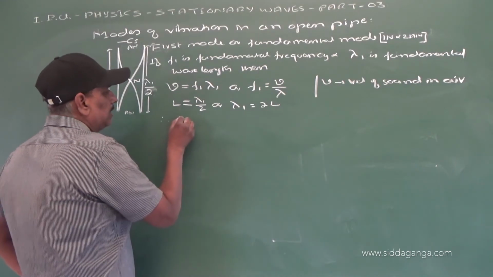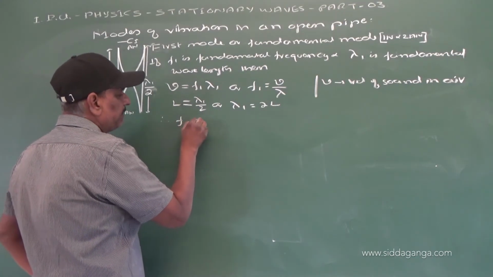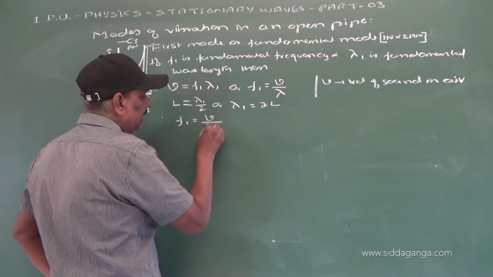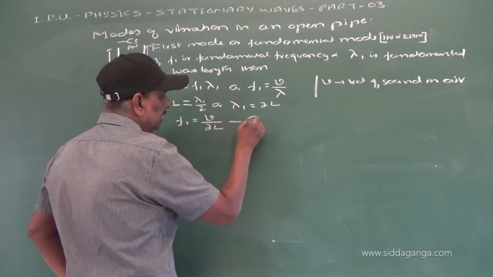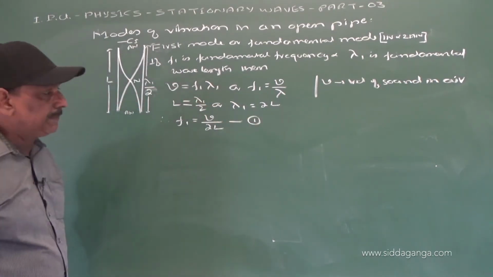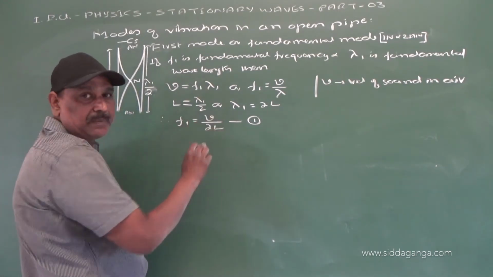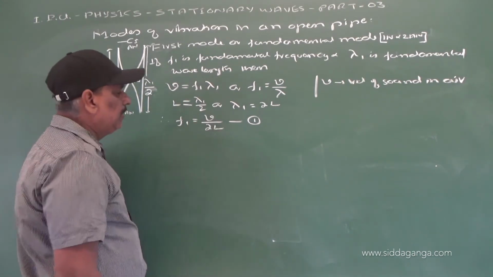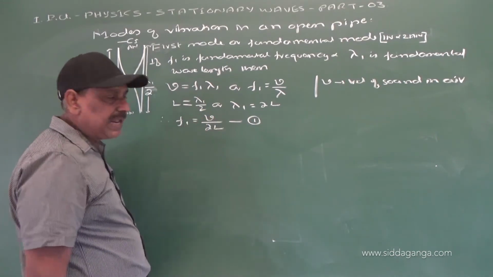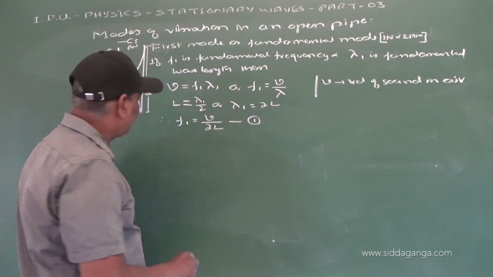Therefore, this fundamental frequency F1 is equal to V by 2L. Let us take it as equation number 1. So, fundamental frequency is equal to V by 2L, where V is the velocity of sound in air and L is the length.